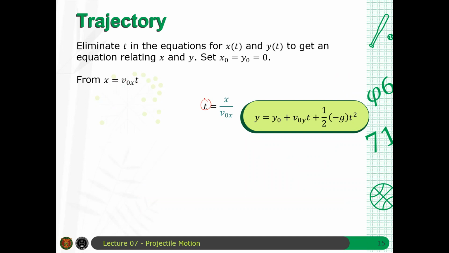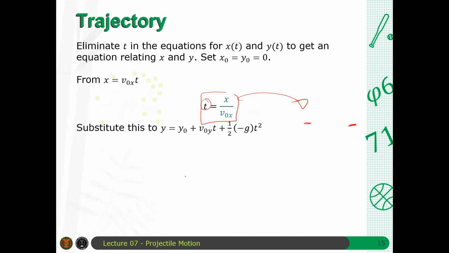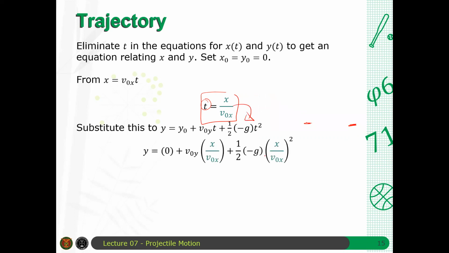And then this one, alam ko na maraming time dependencies dito. What I will do is to substitute this one to these two and say that, ay nawala na. So substitute here, we get an expression that looks like this: x over v naught x plus 1/2 minus g times x over v naught x, squared. Tapos 0 na lang yung initial position kasi sinet natin na 0 yung initial position ng particle. Okay? Gets? And from that, we can obtain an expression that doesn't have any time in the equations. X na lang lahat yan, tsaka y.